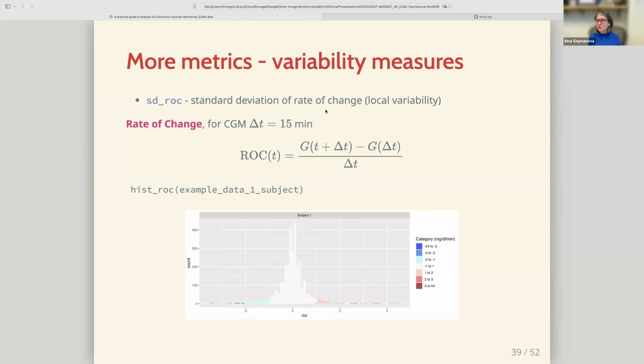Another one is the standard deviation of rate of change. This is more of a local variability measure. The idea is that you look at the difference in glucose values within a small time period, like 15 minutes, and you look at the standard deviation of those, which is going to symmetrize the profile. So you go up, you go down, so your average deviation is going to be 0. And basically what you look at is the spread. So the higher this variability, the faster the fluctuations, which is considered worse, since it's better to not fluctuate too much.